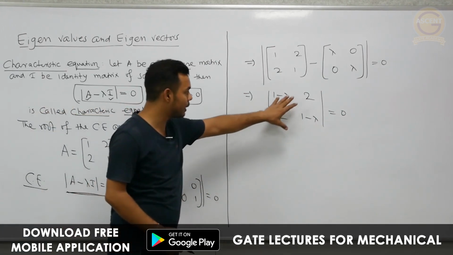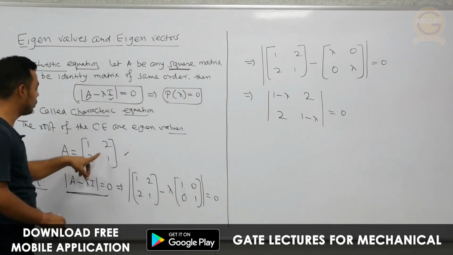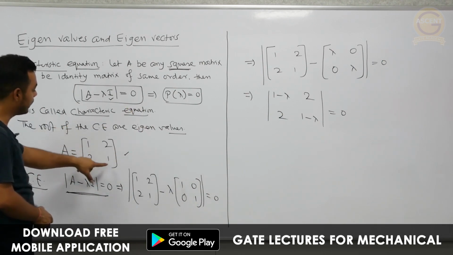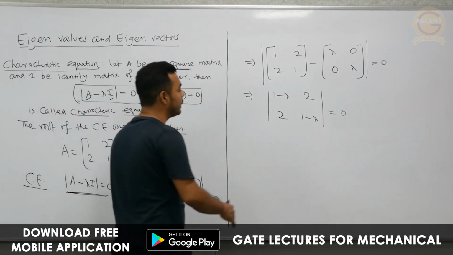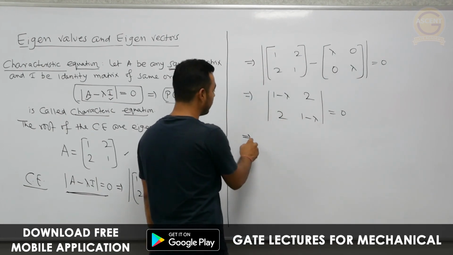After this, our next step is to subtract lambda from the diagonal elements. Our matrix was 1, 2, 2, 1, so we have simply subtracted lambda from the diagonal elements, giving 1 minus lambda, 1 minus lambda. Now this equation is called the characteristic equation, and we have to solve it to find the eigenvalues.